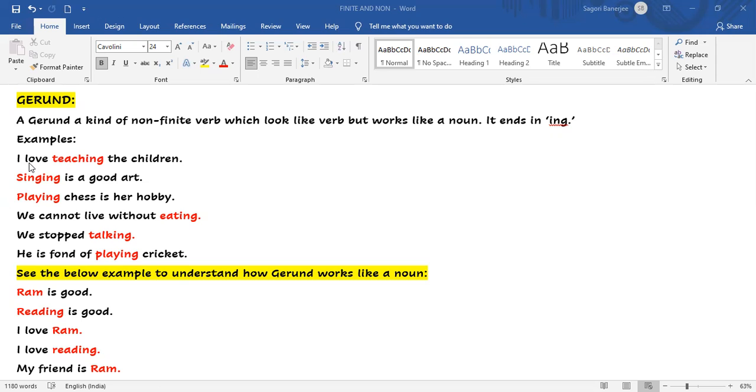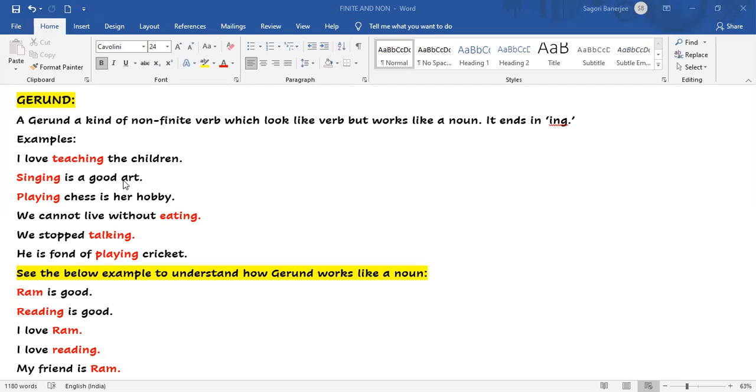Similarly, if I write, I love chocolate. Chocolate is a noun. I love apple. Apple is a noun because it is a name of a fruit. I love my mother. My mother is a noun. Similar way, I love teaching. Teaching is a noun. So teach plus ing, that is verb plus ing. So it is a gerund because gerund will form with verb plus ing and will function like a noun.